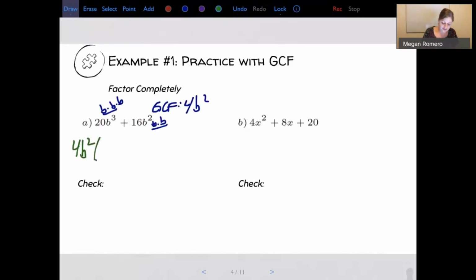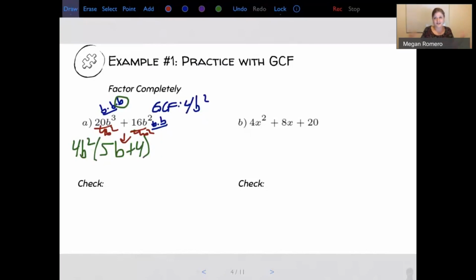There's 2 ways to go about this. If you take a 4 out of 20, you have 5 left. And if we take b squared out of b cubed, we just have b left. If we take 4 out of 16, we're left with 4. And if we have b squared on the outside here, there's none left on the inside. So our answer in factored form is 4b squared times 5b plus 4. Another way you may think of this is dividing each of these by 4b squared to determine what goes on the inside. Now the way to check your answer is to distribute or multiply it back out.